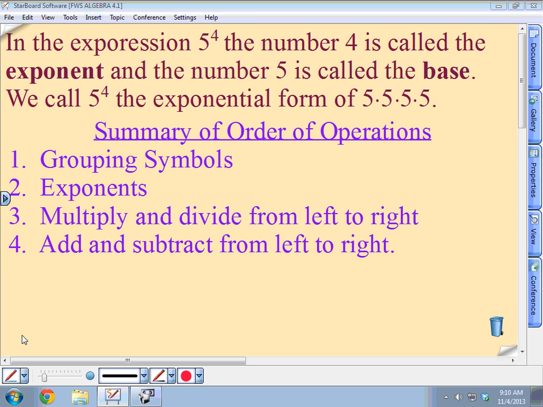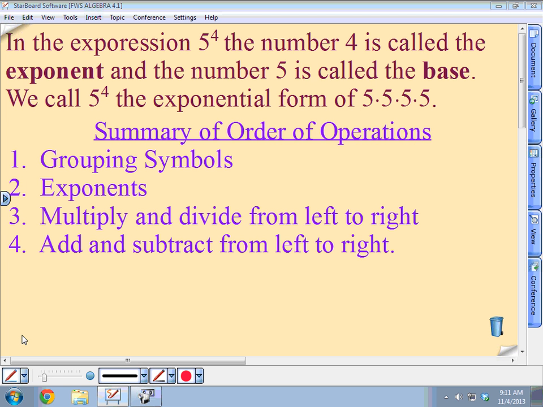In the expression, that's written, and that's, I'm sorry, read, 5 to the 4th power. The number 4 is called the exponent. And the number 5 is called the base. Okay? So an exponential expression has a base and an exponent. The base here would be 5 and the exponent is 4.